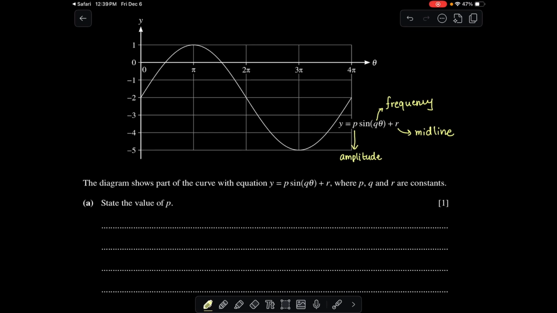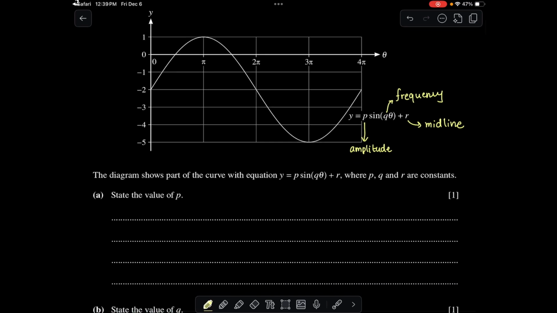We need to find the value of P. So P is the amplitude. You can look at the graph and tell me what's the amplitude, or you may also want to use the formula. So amplitude, that is P, is max minus min divided by 2. The maximum value is 1, as you can see over here, and the minimum value is minus 5. So 1 minus minus 5 is going to be 6. 6 divided by 2 is 3. So the value of P is 3.